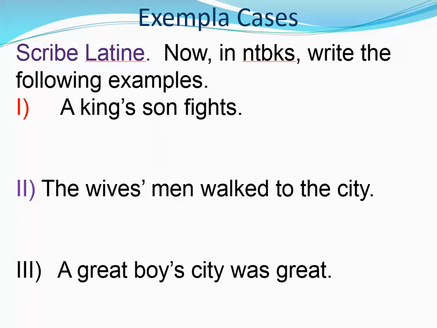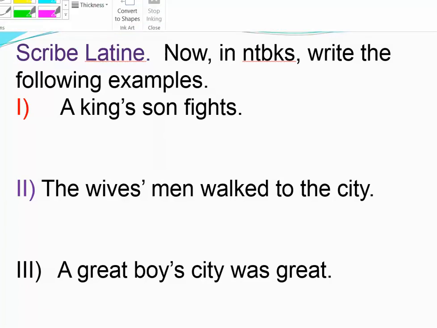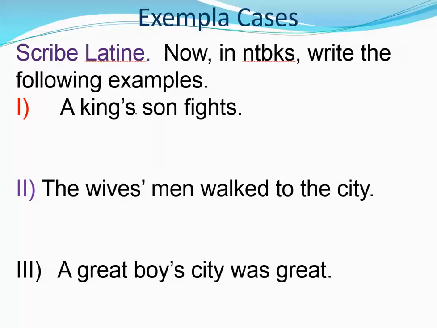So I've got a few examples that I would like for you to write in Latin in your notes. I'm going to work through them for you so you can see how genitive works with nouns in the rest of the sentence. A king's son fights. Right away I know the possessing word is the king because he has an apostrophe S, so the king is going to be genitive. It's apostrophe S, so that means it's singular.